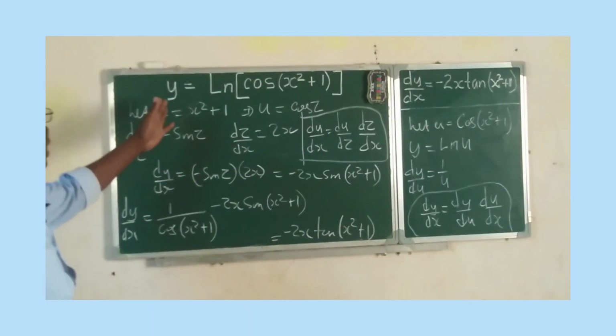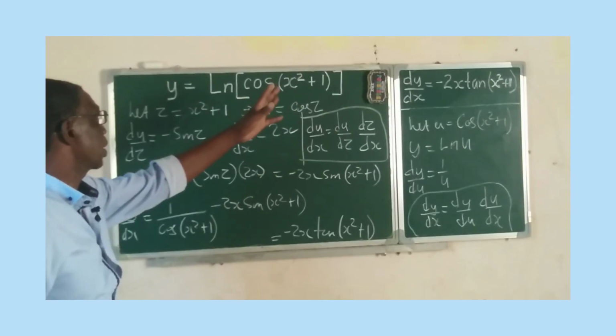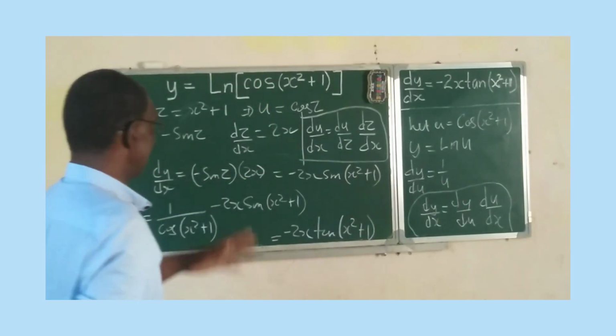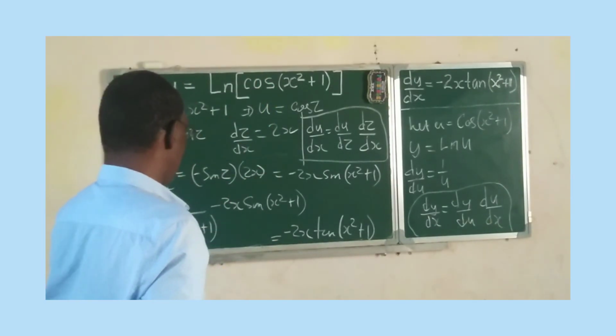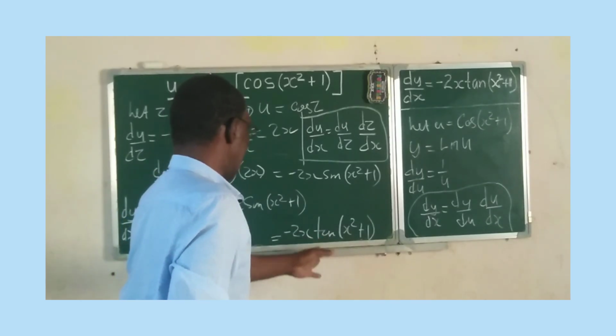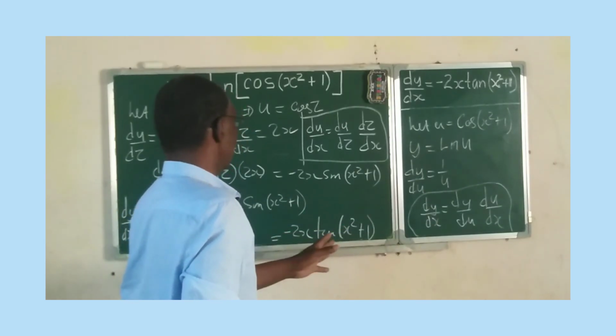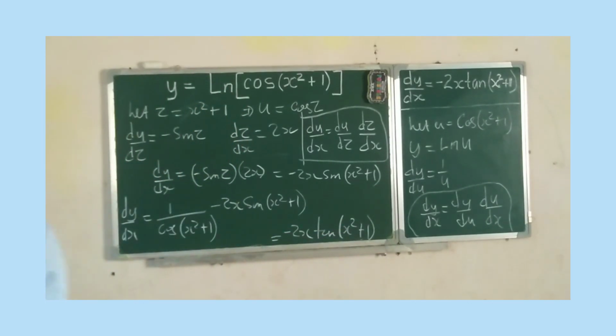So if y is equal to ln cosine of x squared plus 1, then dy/dx will be equal to minus 2x tan of x squared plus 1. Easy question, isn't it?